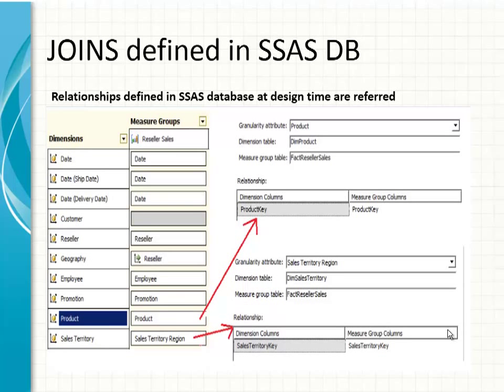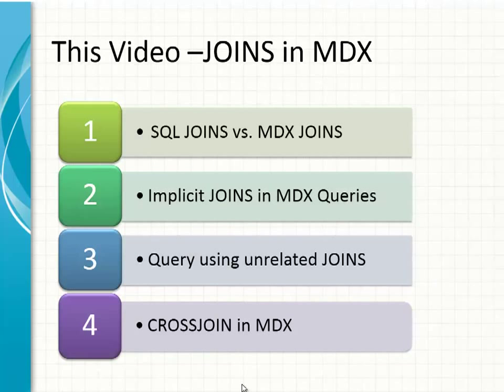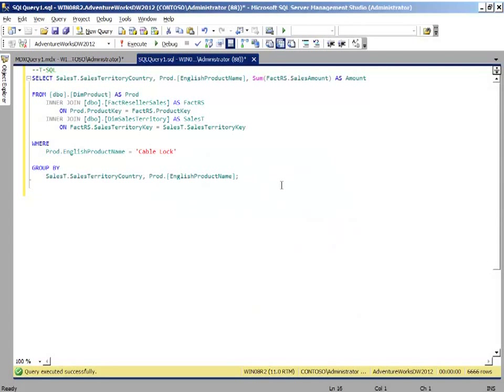Let me switch to SQL Management Studio. What you see is a SQL query. This query uses the dim product table and joins that with fact reseller sales, and then it also joins with dim sales territory, and there is a join mentioned between these three tables. We restrict the product to type cable lock, and then it is grouped by the sales territory country and English product name.